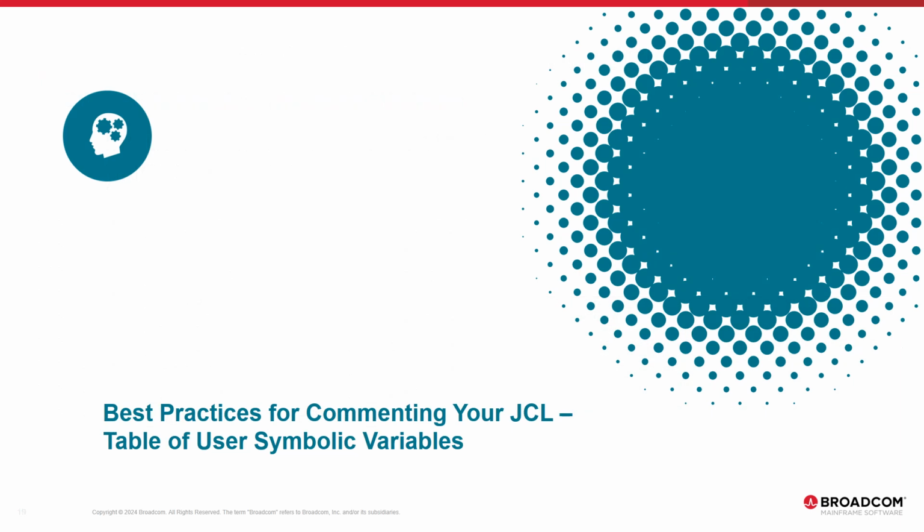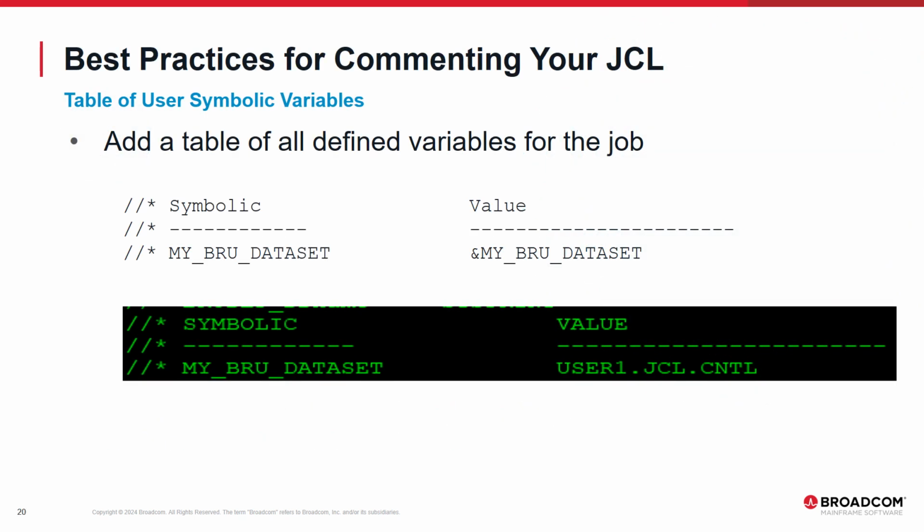The second best practice for commenting your JCL with respect to symbolic variables is to create a table of user symbolic variables. By creating a table of user-defined symbolic variables used in your JCL as shown here for our compress template, you can easily find the names of the variables and their values in one spot.